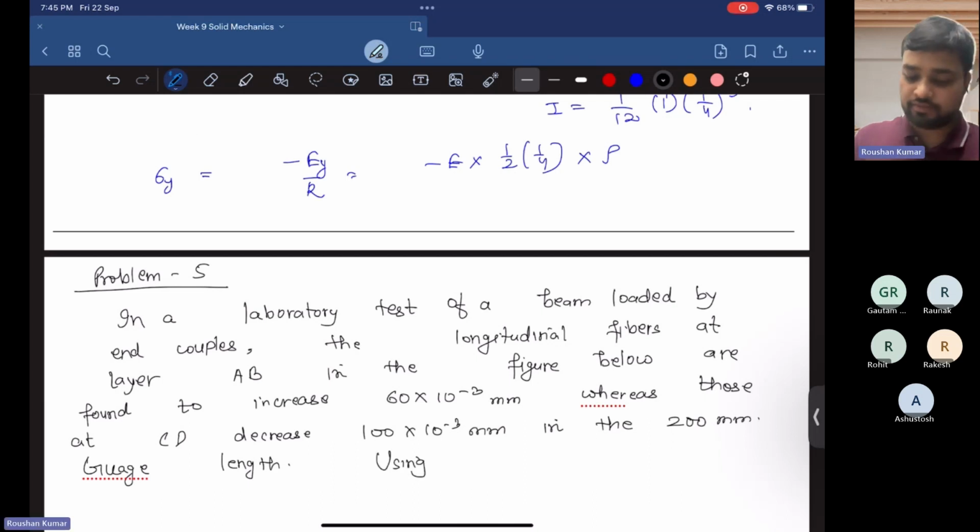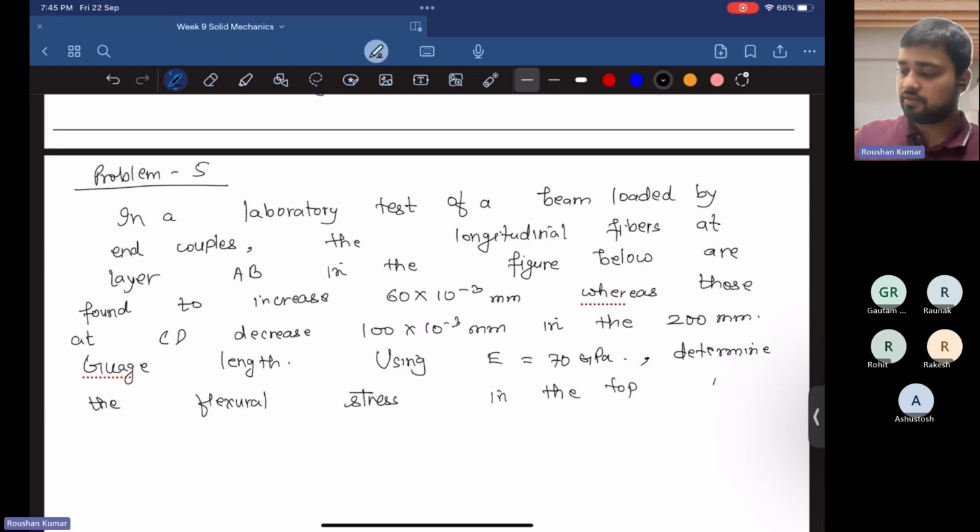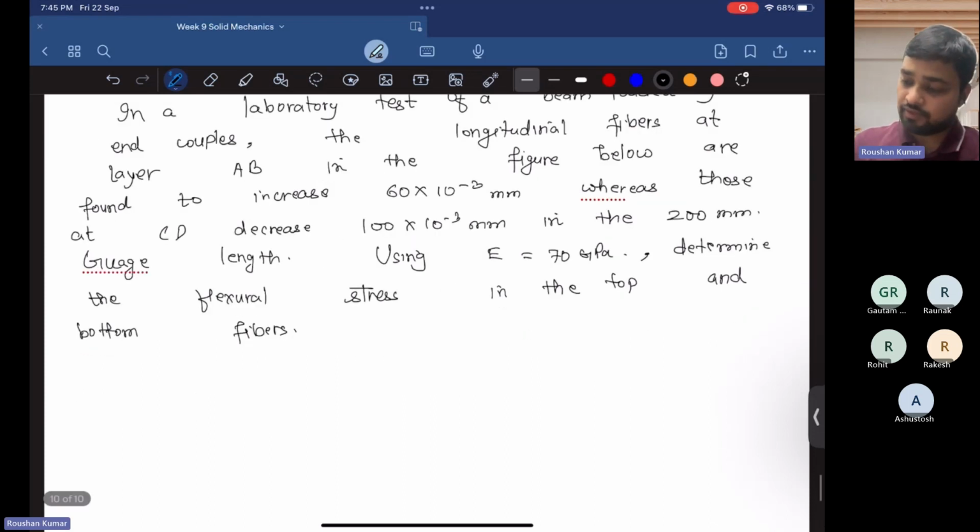Using E as 70 gigapascal, determine the flexural stress in the top and bottom fibers. Okay. So we have a figure also in this question. I am drawing that figure.